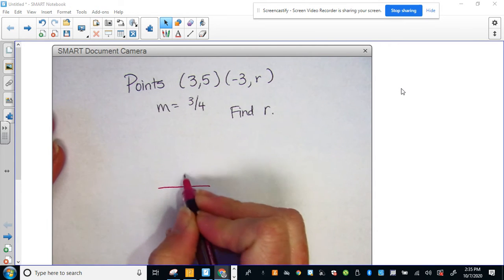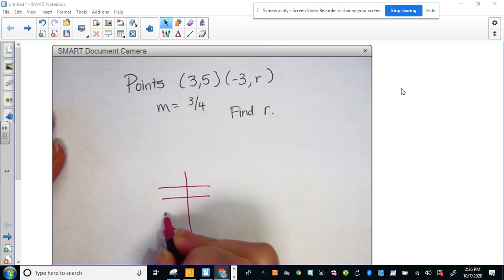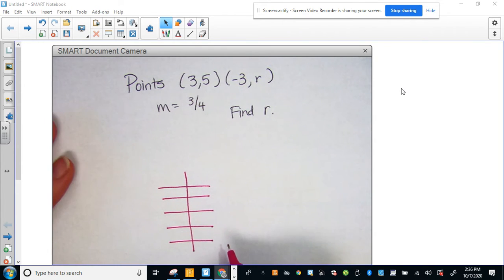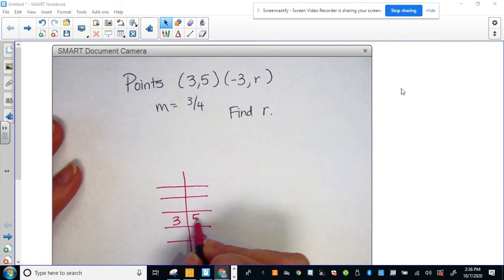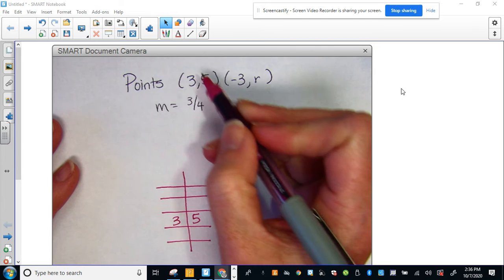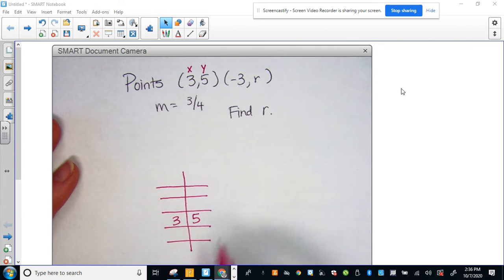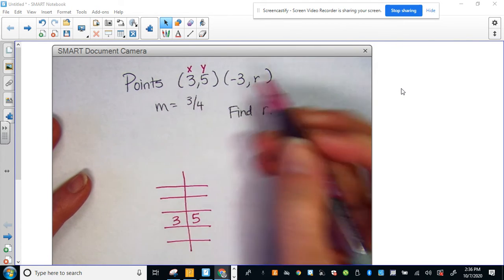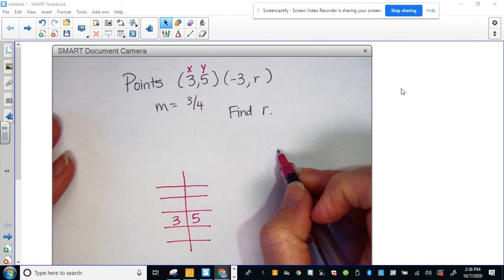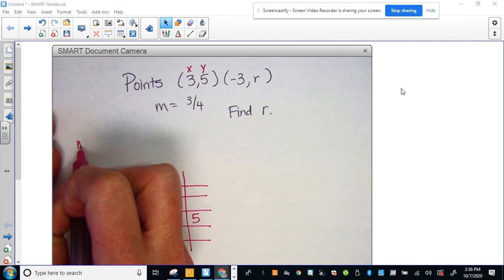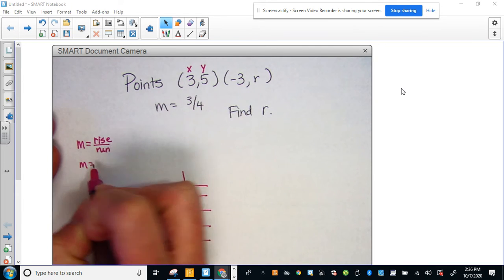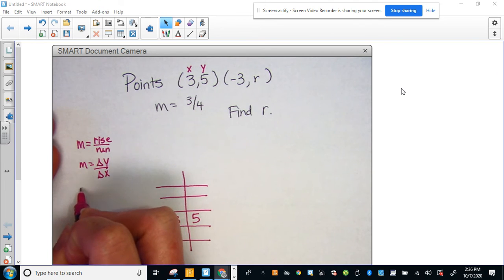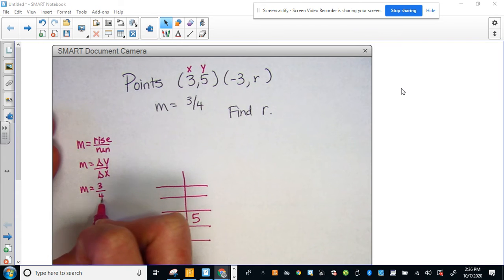So let's make a chart. Just because I know how this is going to work out, I'm going to put (3, 5) here. That's this point. This is my x, this is my y. Now, I also know that slope means rise over run, or the change in y's over the change in x's. So my slope for this one is 3 over 4.